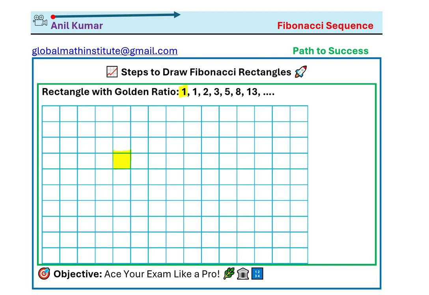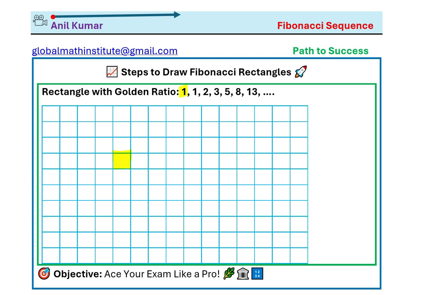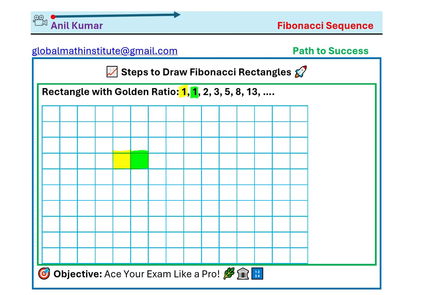And the next square, let's choose another color here. The next square is also 1, so I'm placing it here. I'm coloring the squares, each side of which is the same as the Fibonacci sequence number. Now 1 plus 1 is 2, so we'll take up the next one, which is a square where each side is 2 units. So that becomes this square.